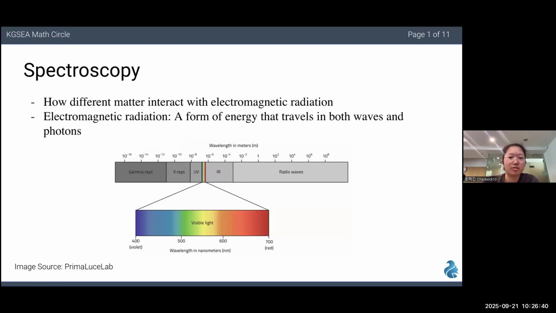Electromagnetic radiation is a form of energy that travels in the form of both waves and photons, or particles. X-rays, UV, visible light, infrared, and radio waves are all types of electromagnetic radiation.